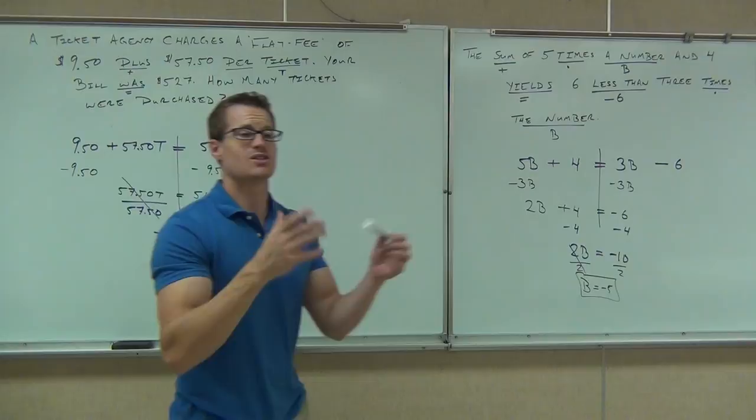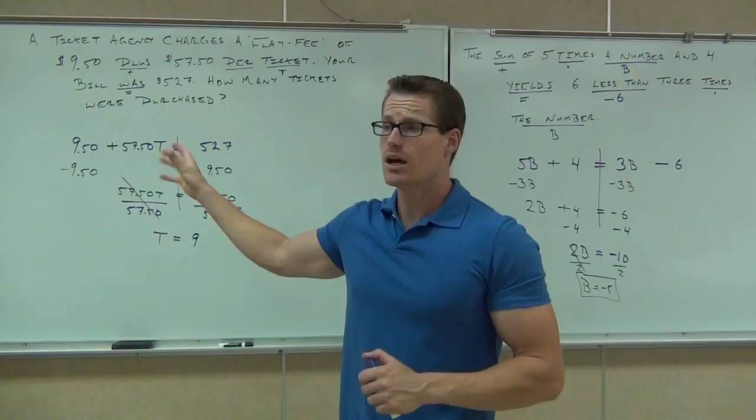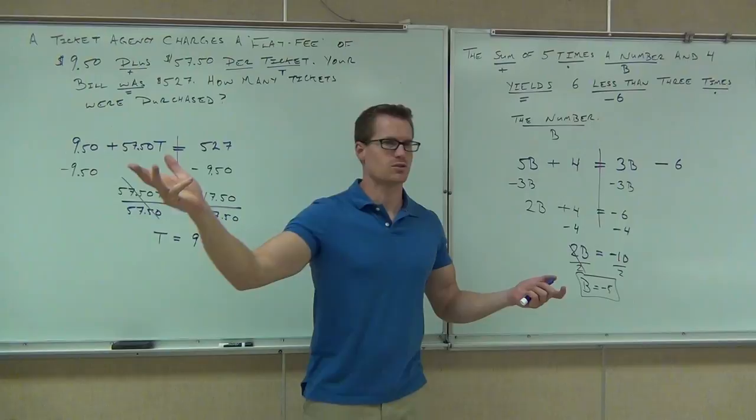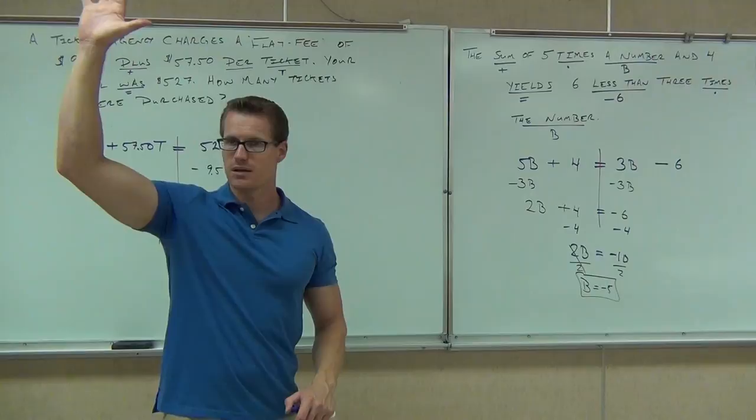So what this says is, if you had a bill and you knew you'd get charged a flat fee and $57.50 a ticket, you could find out how many tickets you originally bought. You say, oh, I bought 9, I'm going to invite 8 other people, we're going to go have a concert or whatever you're doing. So, raise your hand if you feel okay with these word problems and translating sentences into equations. All right. Hey, we're done with 3.4.